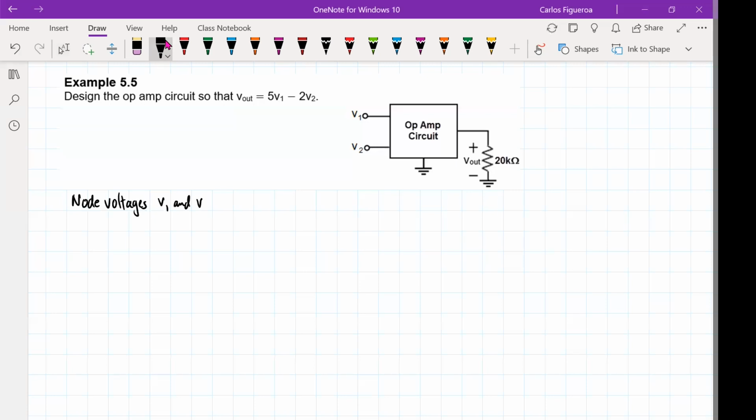V1 and V2 are the input voltages. That have to be, one, they have to be summed. And another thing that they have to do here is you have to scale them, because one is 5 and one is 2. And we're going to need a sign change.